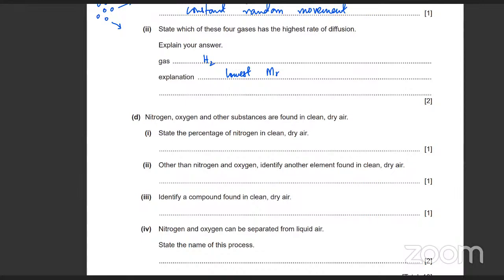Nitrogen, oxygen, and other substances are found in clean, dry air. State the percentage of nitrogen in clean, dry air. 78%. That is 78%. Other than nitrogen and oxygen, identify another element found in clean dry air. Apart from that, what else? Argon. Argon is the third most abundant, right? Yes. Identify a compound found in clean dry air. A compound. Carbon dioxide. Water vapor is also there.